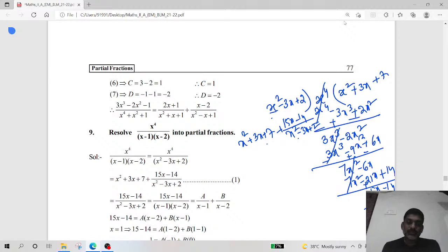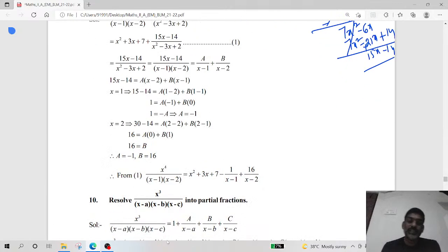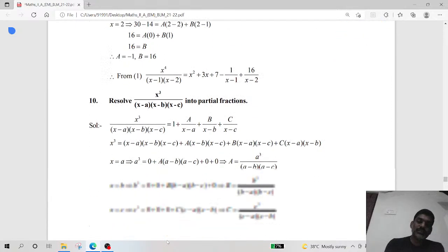x square minus 3x plus 2 is nothing but x minus 1 into x minus 2. So let us write the partial fractions for this as a by x minus 1 plus b by x minus 2. Take the LCM and place x is equal to 1 to get a value and put x is equal to 2 to get b value. So after getting a and b values, the fractions will be like minus 1 by x minus 1 plus 16 by x minus 2, because a value is negative 1 and b value is 16. As usual, x square plus 3x plus 7. Right?